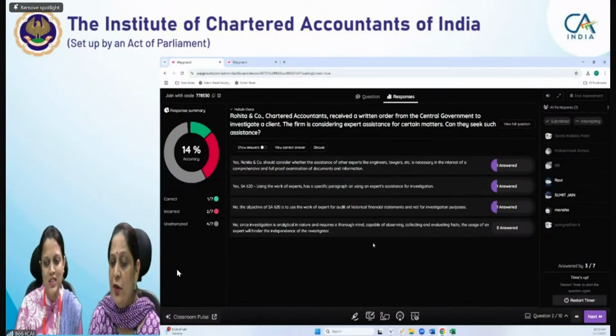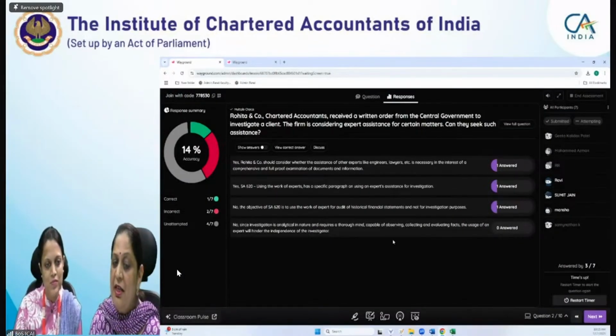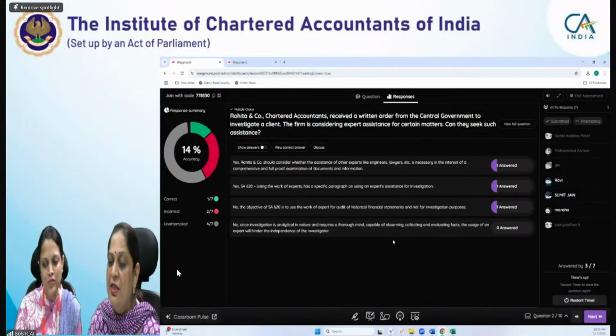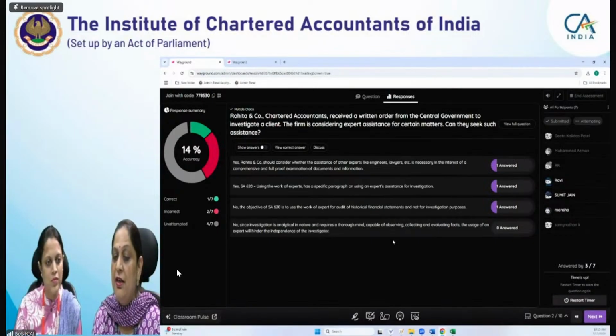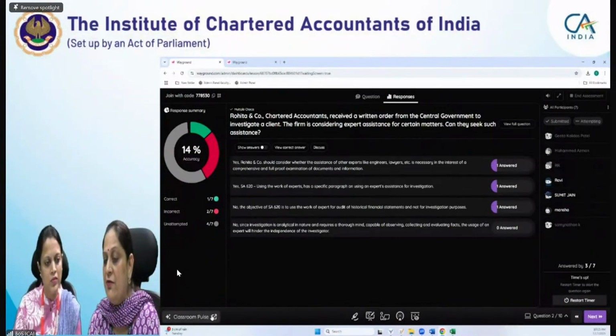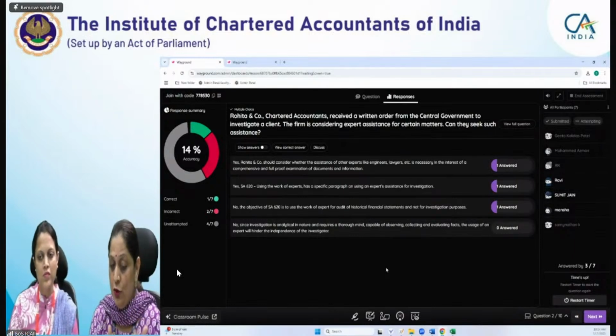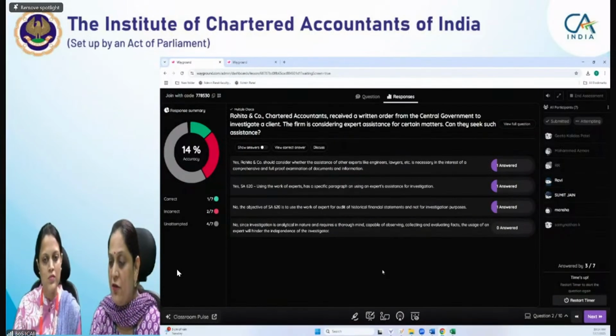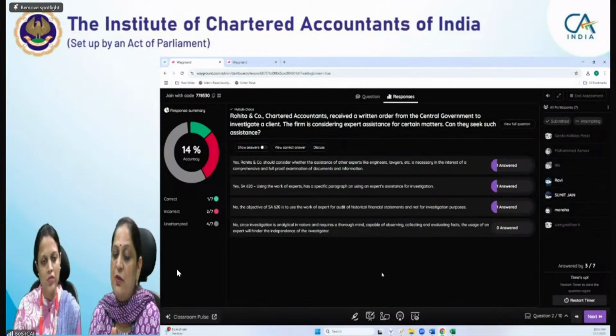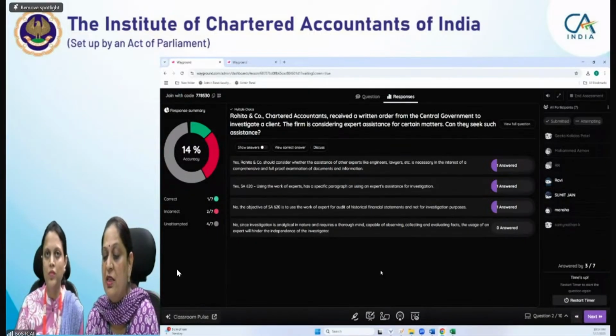So we can revisit the question that Rohit and Company CA received a written order from the central government. Now this is the question from the investigation chapter, right? Chapter 17. And firm is considering expert assistance for certain matters, because it is not possible that a chartered accountant is expert in each and every field, or maybe who is doing investigation. So whether they can seek such assistance, so no will be eliminated, because of course they can use it. And now for the yes also we are having 2 options. One is SA 620, using the work of expert, has specific paragraph on using an expert assistance for investigation.